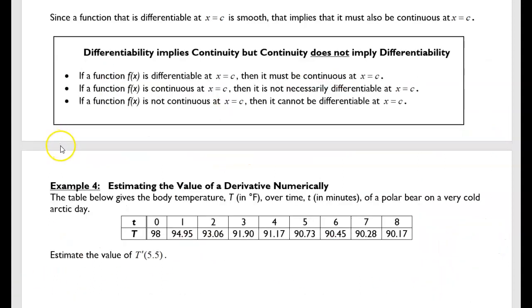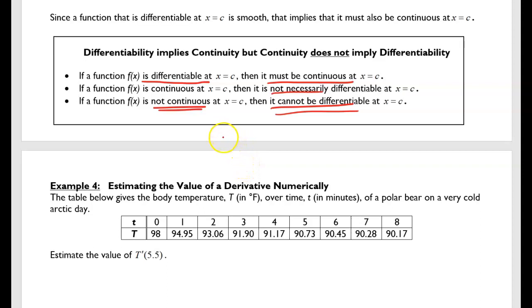So a couple things to keep in mind. If a function is differentiable, so it's smooth, then it must also be continuous. So if a function is differentiable, then it must be continuous. However, the converse of that statement doesn't have to be true. Just because a function is continuous, it is not necessarily differentiable, and so we saw some examples of that above. However, if a function is not continuous, then automatically it's not differentiable. So keep those things in mind.